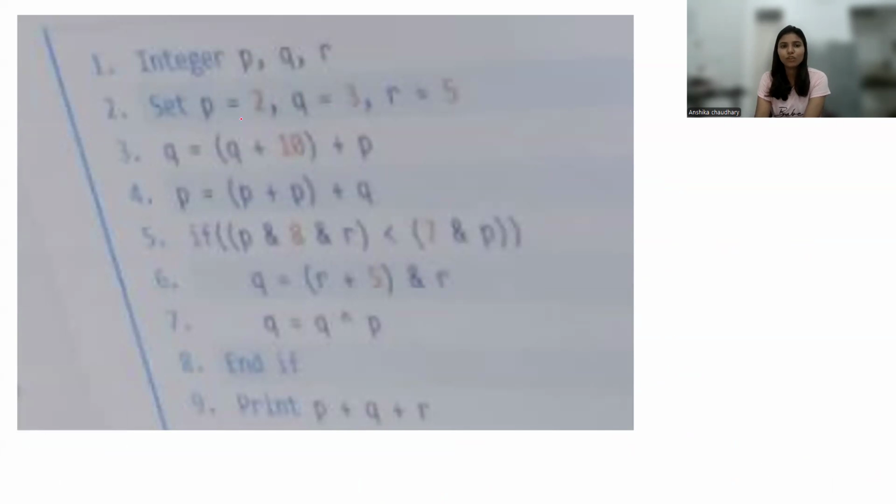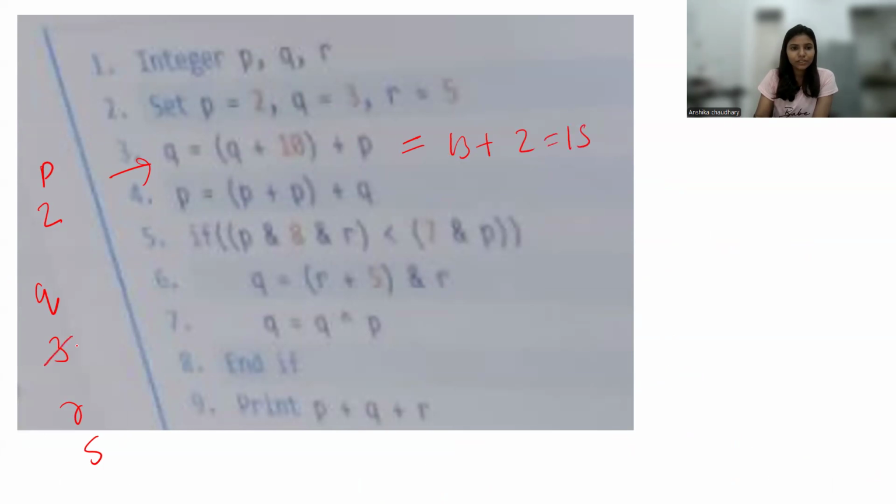The next question, PQR. P has 2 and Q has 3 and R has 5, right? And in this line, Q is assigned Q plus 10 plus P. So Q plus 10, Q was 3 plus 10 will become 13 plus P. P is 2, so it will become 15. Now that means Q is now 15. Again here, P value will be updated to P plus P plus Q. So P was 2, 2 plus 2 will become 4 plus Q. Q is updated, so it will become 19. So P value will become 19.